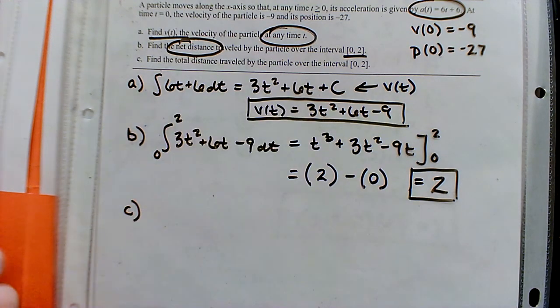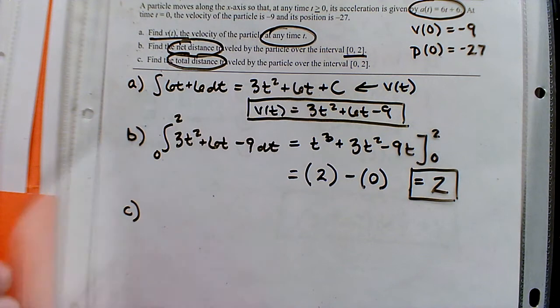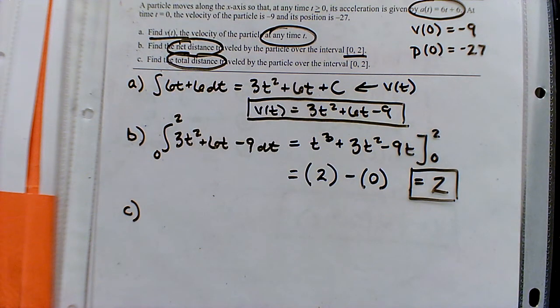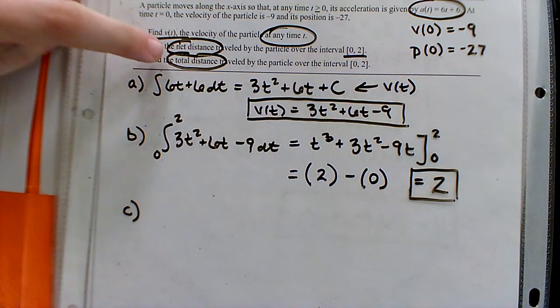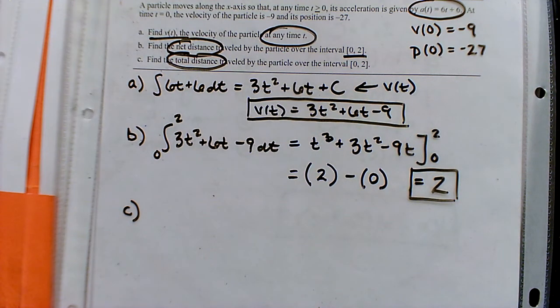However, for part C, they want us to figure out the total distance we traveled. So even though we're 2 units away from where we started, maybe we did some backtracking and did a little bit more traveling instead of just getting 2 units away from where we started. How can we figure out total distance on an interval? We'll talk about A, how we can do it on the calculator, and B, how we can do it by hand, because sometimes you might not have a calculator.